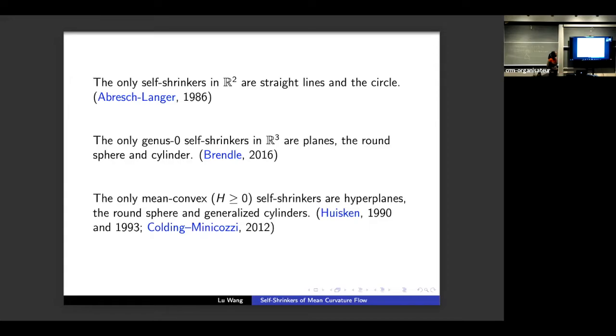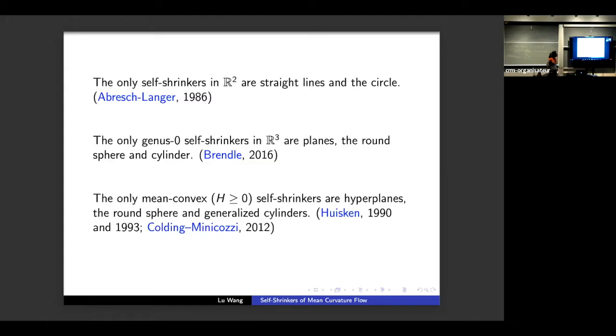If we go one dimension higher and consider self-shrinking surfaces in R3, there is a beautiful classification result of Simon Brendle, which shows that the only genus zero self-shrinkers in R3 are planes, the round sphere, or the cylinder. Of course, you can't drop the genus condition, as we've seen from the examples. This is a very nice classification result that we will need later in the talk. In general dimensions, there are some classifications, and here I just mention one of them.